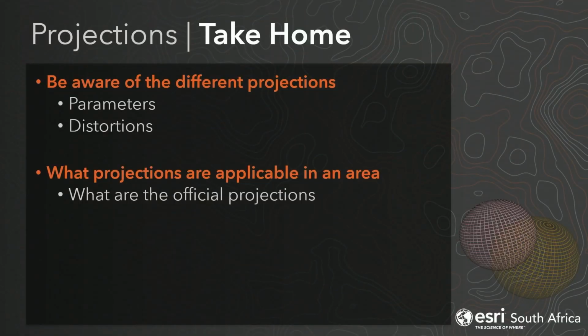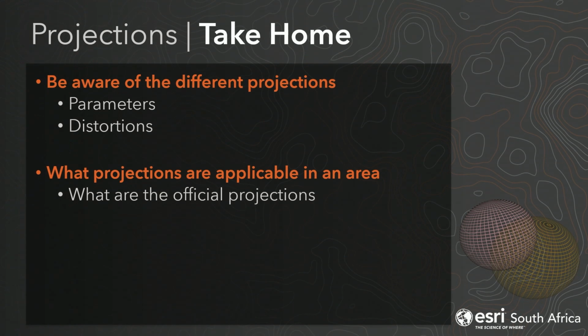So take-home message: be aware of these different projections. Be aware of the parameters. So datum, spheroid, angular units, central meridian, standard parallels, measure of angle, your reference latitude, reference longitude, false easting, false northing. Those are concepts you need to understand because that's what makes a projection. So when somebody says, what are the definitions of projections? It's the shape of the Earth, what projection you're using, and what are those parameters you're using inside that projection.